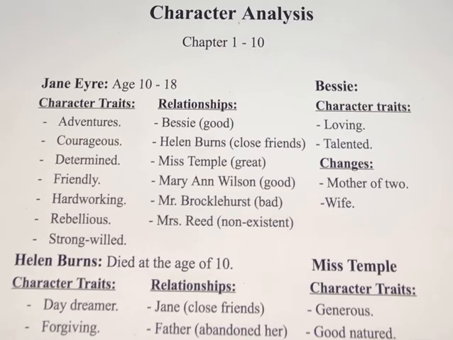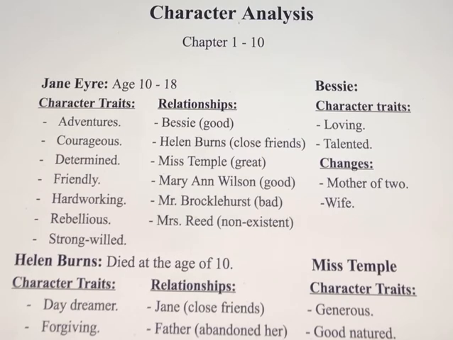Miss Temple was great. Miss Temple was generous, good-natured, and she was always there for Jane. She was one of Jane's first motherly figures. Mary Ann Wilson was a good friend. Mr. Brocklehurst was a very bad person to Jane, and he was corrupt. Mrs. Reed, they had a non-existent relationship.